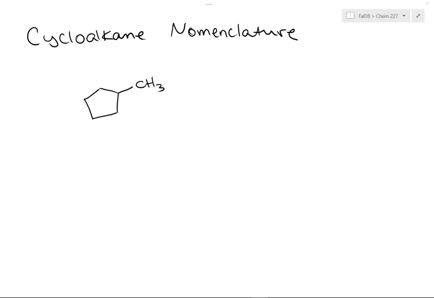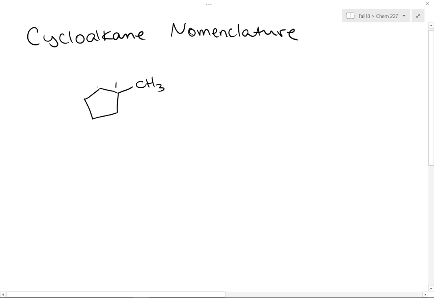Okay, so let's talk about naming cycloalkanes. The IUPAC rules for naming these cyclic compounds are much simpler than when we're naming linear compounds. There's really only two rules that we need to remember. The first is to find the parent, and the parent can be cyclic or it can be linear. It's just going to be the piece with the largest number of carbons.